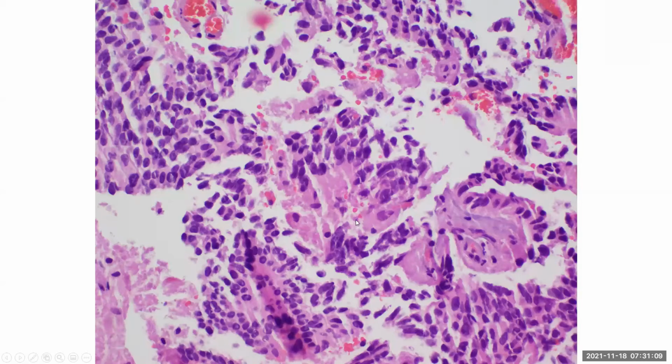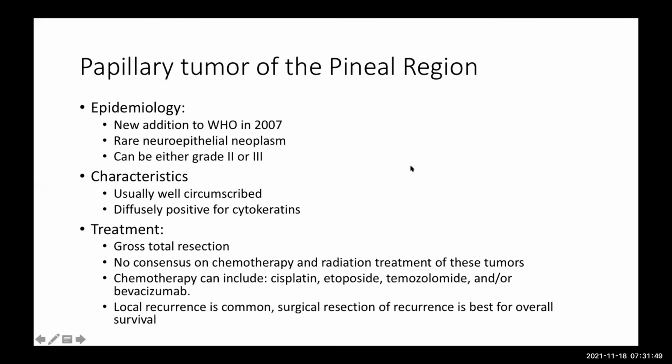In other areas of the tumor, there is a vague papillary formation that is cut in cross section. This is the lumen of the papillae, and these are the tumor cells arranged around it. Also, in other areas there is no necrosis, there is no mitosis, and the degree of atypia and pleomorphism is within normal limits. So this is still consistent with papillary tumor of the pineal region.